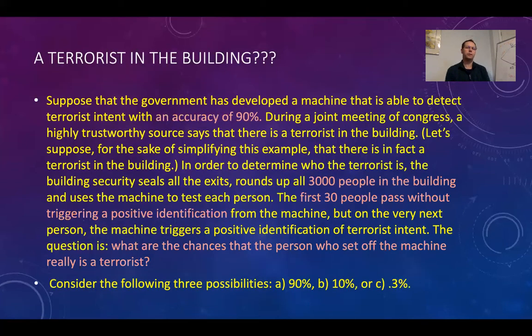I think to illustrate this, so this is in our logic textbook, I'll give you this example. In this example, there's a building with 3,000 people in it. And suddenly they make this announcement. They say, there's a terrorist in the building. We're going to shut down the building. We're going to close all the doors, lock everybody in, bring all 3,000 people to the front.